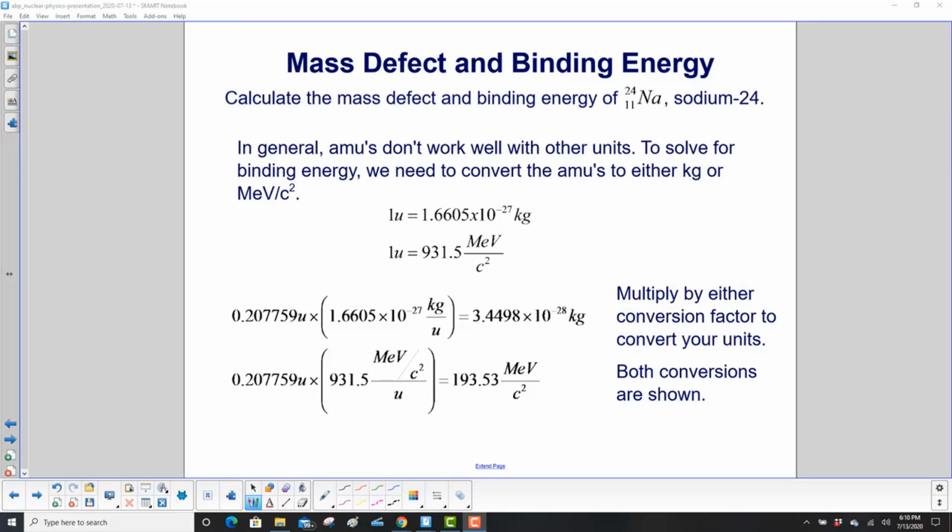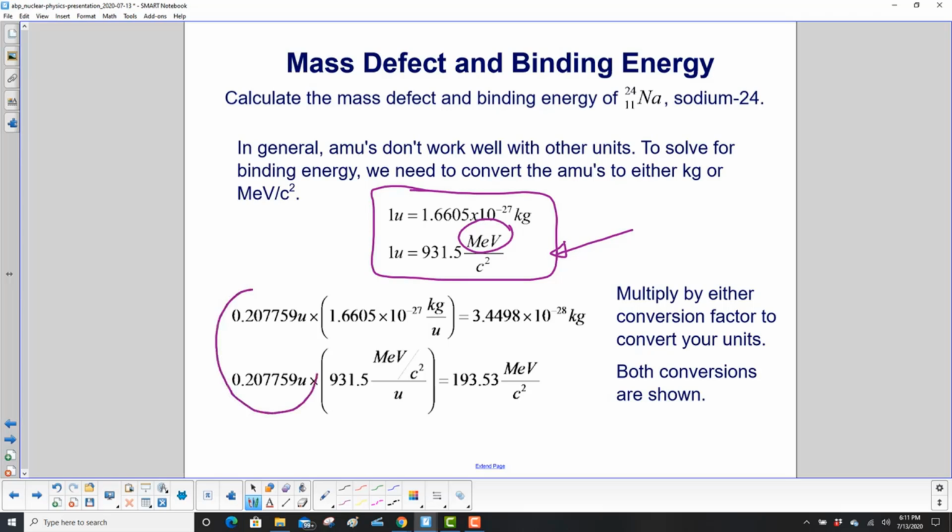To solve for binding energy, we need to convert the AMUs to either kilograms or MeV per c squared. So here are the two conversion factors. One atomic mass unit is 1.6605 times 10 to the minus 27th kilogram, or 931.5 MeV per c squared. Now MeV is the unit of energy, and we're dividing it by c squared. That looks kind of unusual, right? The next slide will show you why that makes a lot of sense.